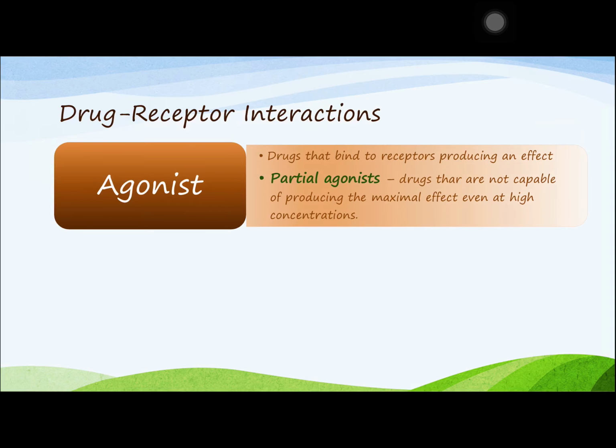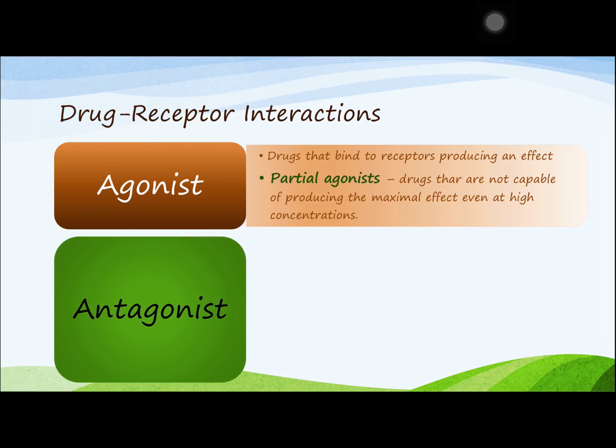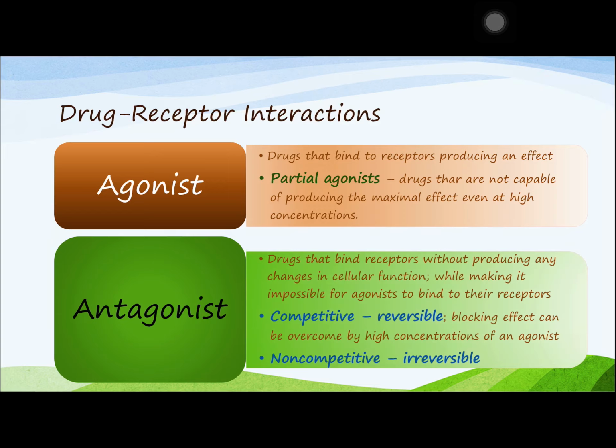Agonists are drugs that bind to receptors, making an effect. Partial agonists are drugs that are not capable of producing the maximal effect even if given at higher doses. An antagonist is a drug that binds receptors without producing any change in cellular function, while making it possible for the agonist to bind to produce a desired effect. Two types of antagonism. Competitive antagonists are reversible ones. Blocking effects can be overcome by high concentrations of an agonist, while the noncompetitive antagonists are irreversible.